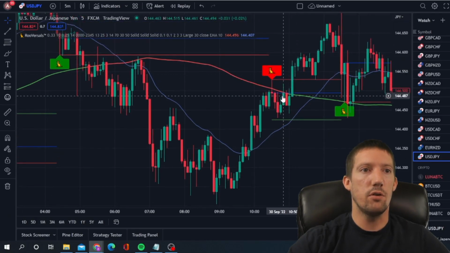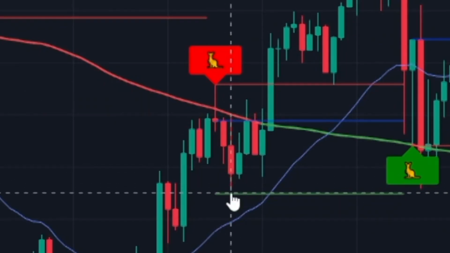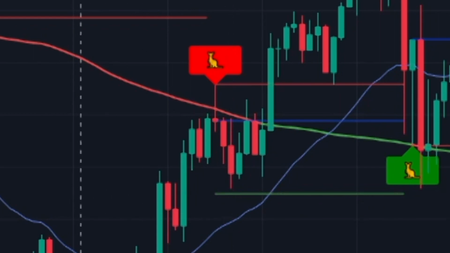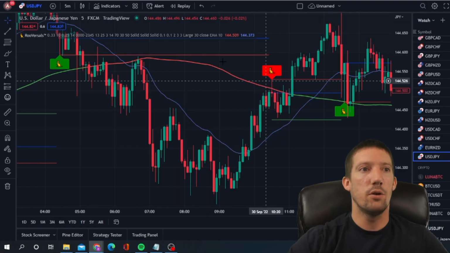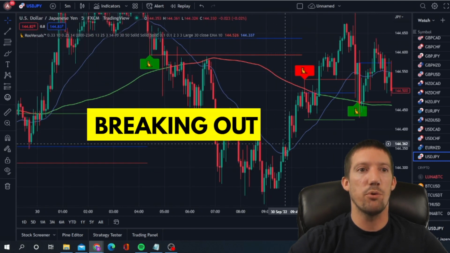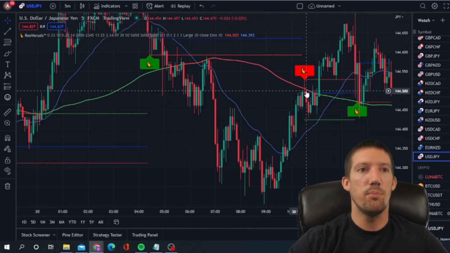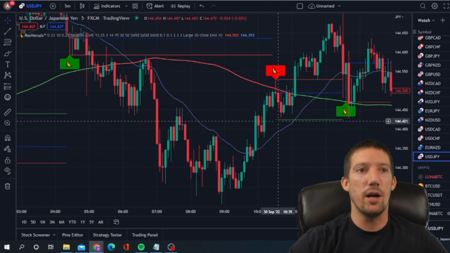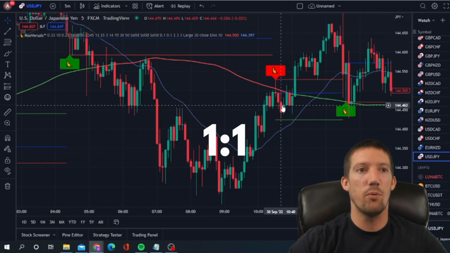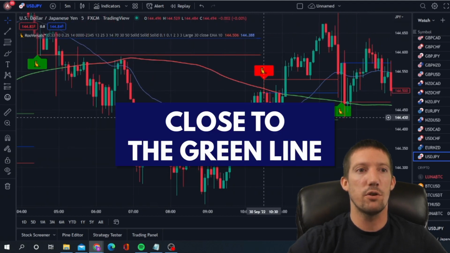Now this one's really close. It almost hit the take profit here, but this was on a downtrend, but it also had a breakout up. So it was ultimately on the moving average. It was on a downtrend, but it also was clearly breaking out here. So I might have taken that trade, but either way, it would have definitely hit 1-to-1. It wouldn't hit 1-to-2. It was really close to the green line.